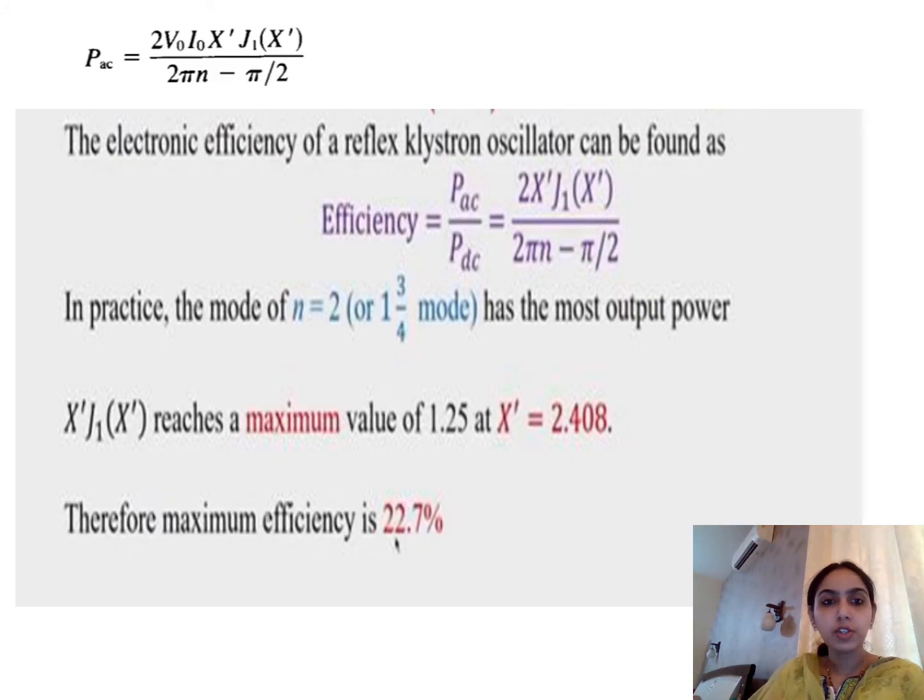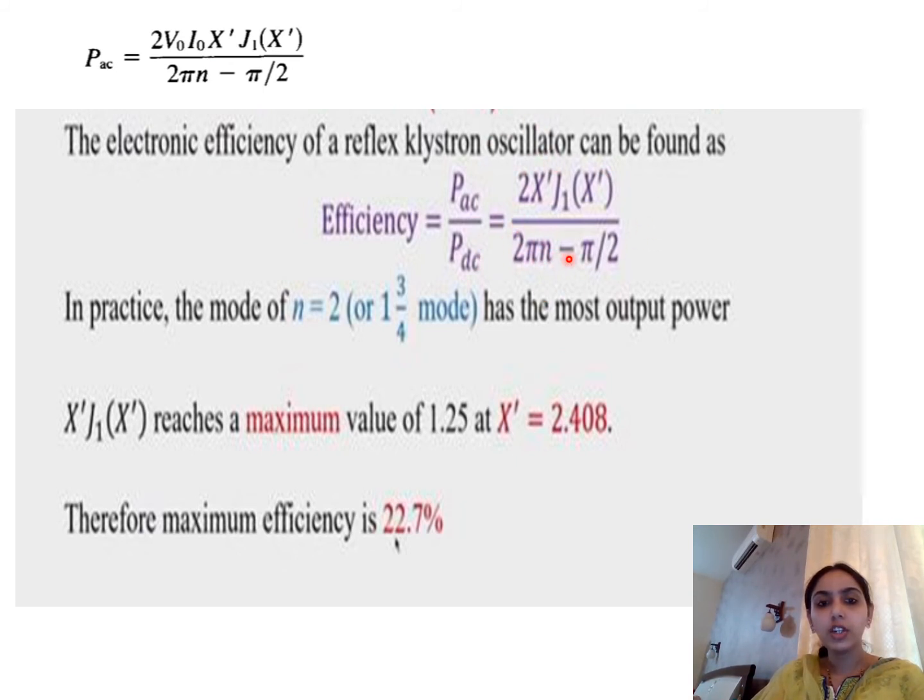Now this is the expression for power AC. The electronic efficiency of a reflex klystron oscillator can be found as power AC by power DC. That is the AC power we got at the output to the DC power applied at the input. From this expression we can substitute V0 I0 as power DC and get this particular expression.